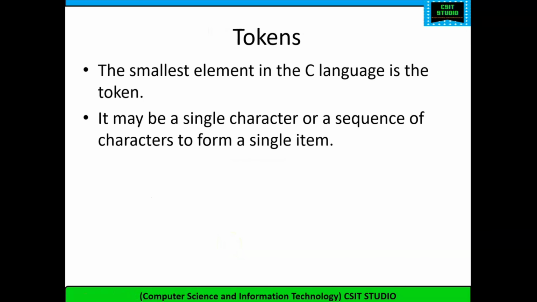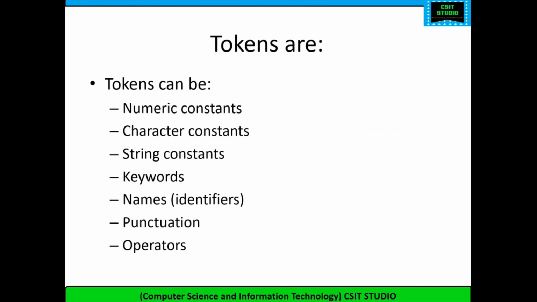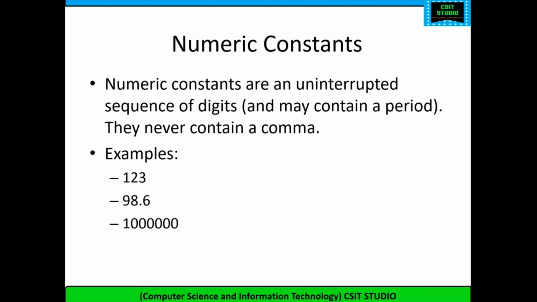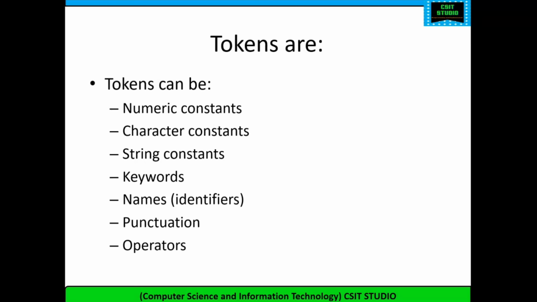Now we'll see further basic concepts of a C program. Here we call them a token. A token is the smallest element of a C program. It may be a single character or multiple characters. So a token can be a numeric constant like 15, 20, then some character constants like alphabets, string constants like words, then keywords, names like we have given names, value 1, value 2, sum, then punctuation symbols and some operators.